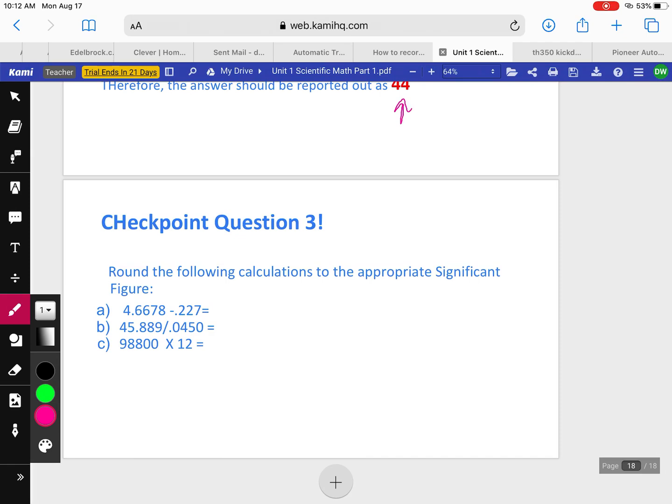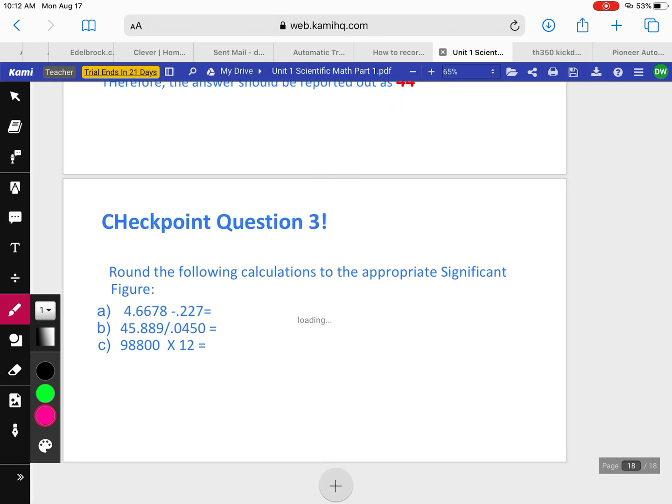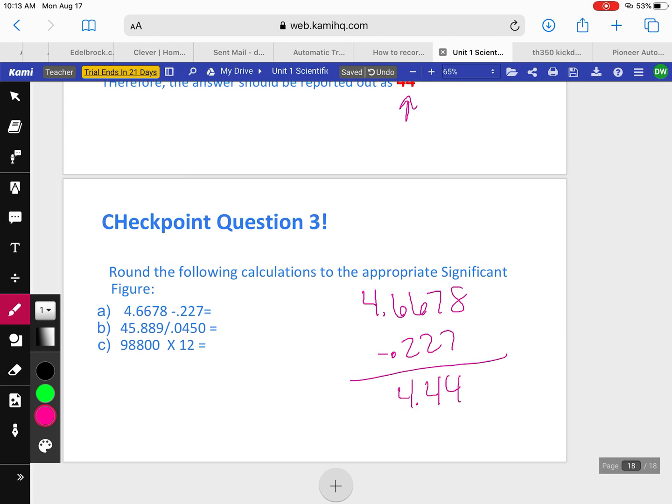All right, on the first one, I apologize, guys. So we've got 4.6678 minus 0.227. So you have to kind of line it up. So I'm going to put that in, 4.6678 minus 0.227, and you're going to get 4.4408. Notice that this 8 does not have anything underneath it. So you are going to have to just record this as 4.440.